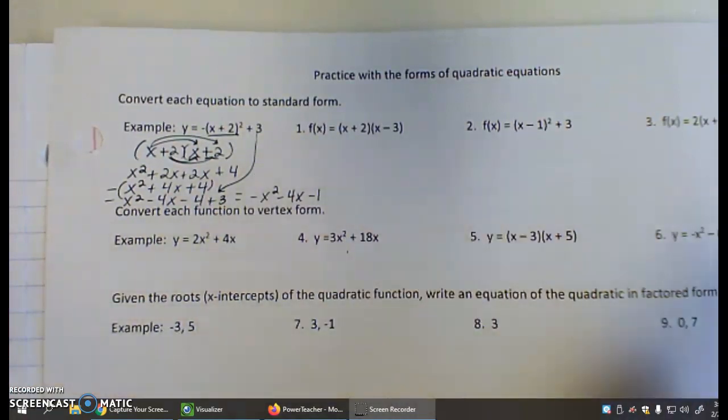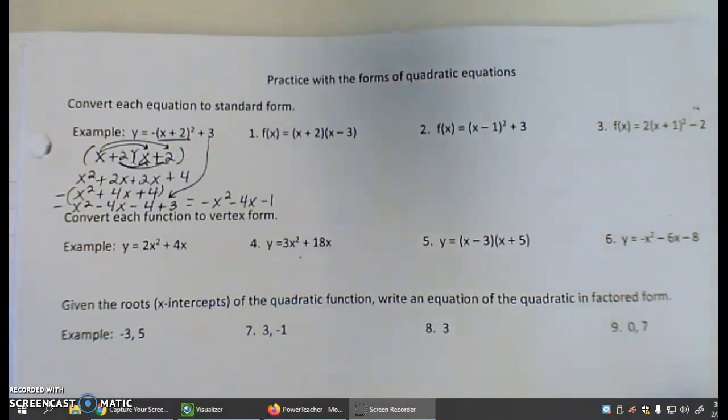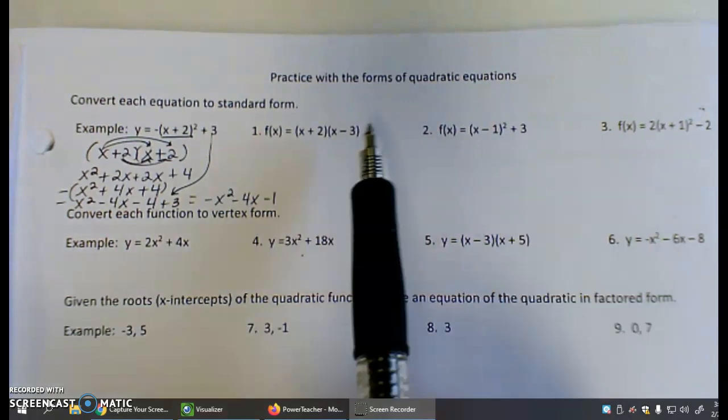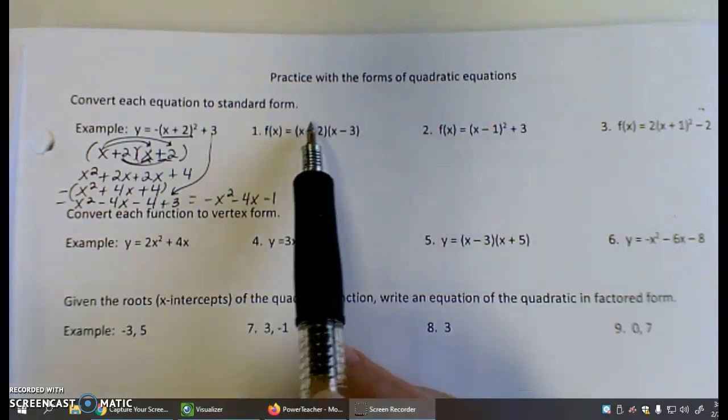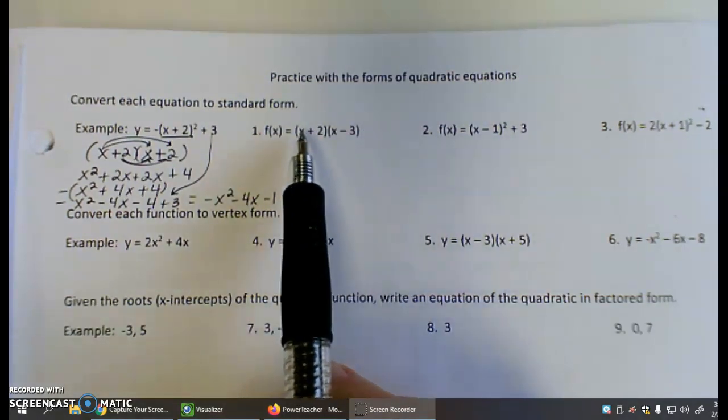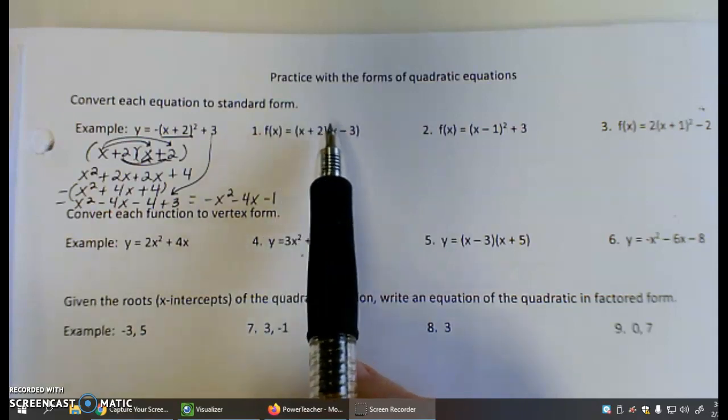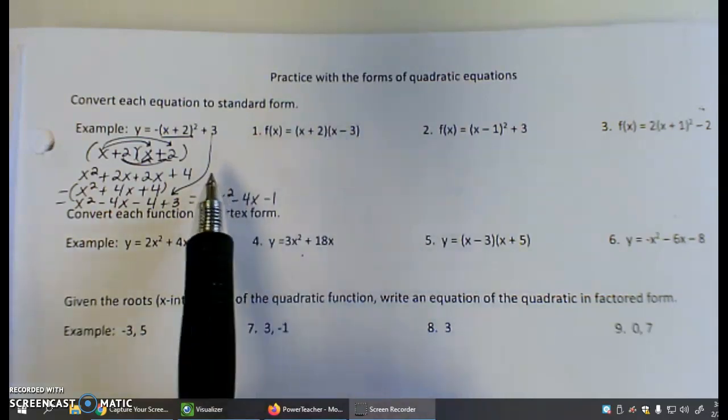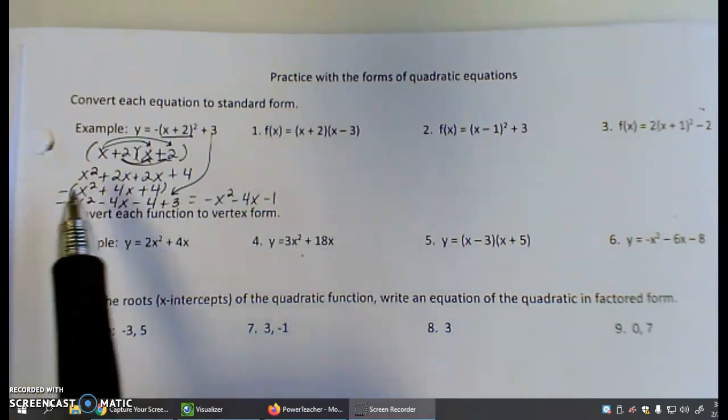So for all of these problems, 1, 2, and 3, you do pretty much the same thing. On number 1, you really just have to FOIL it because there's nothing added to it at the end, and there's nothing at the beginning. So you just have to multiply it out, use the distributive property, and don't worry about multiplying and adding.